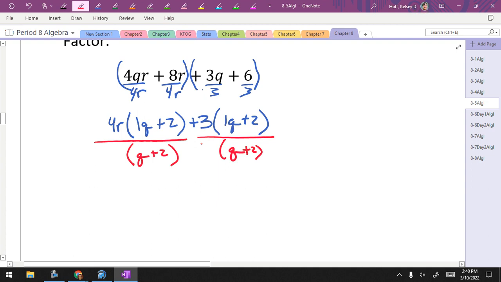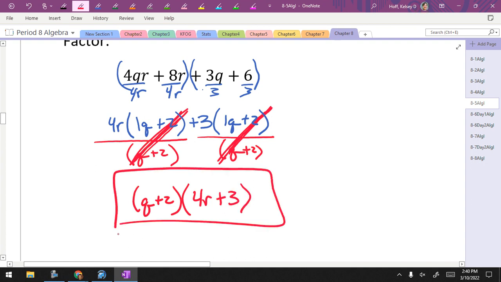That's my parentheses that match. That goes out front. Q plus 2 cancels. Q plus 2 cancels. What's remaining? 4R and a plus 3. Those 4 terms were created by 2 binomials multiplied together. If you factor out and your parentheses don't match up, you screwed up. Something is not right. Okay?